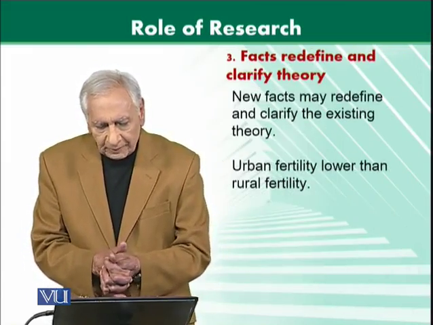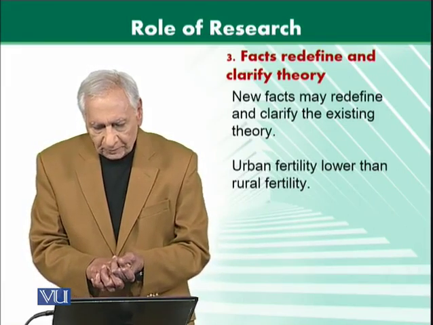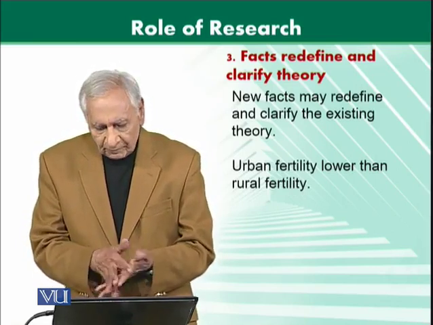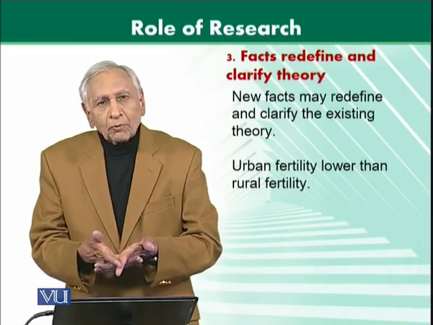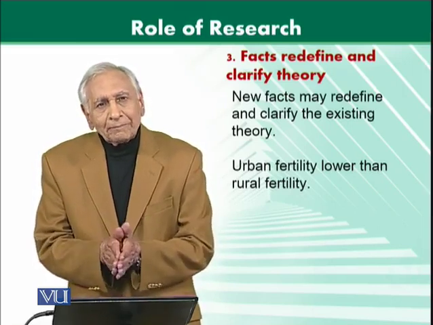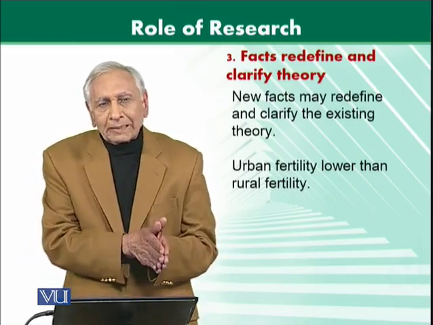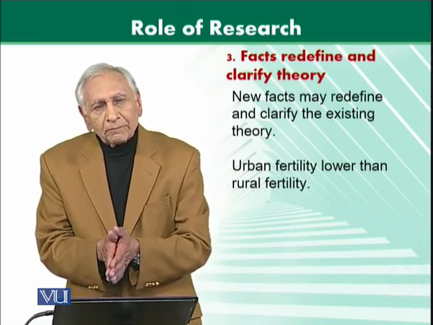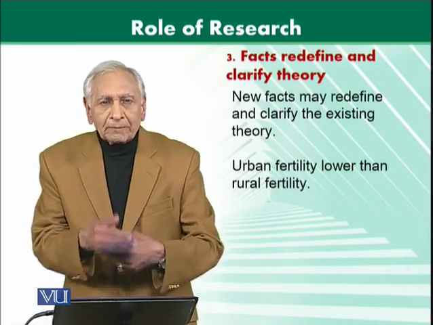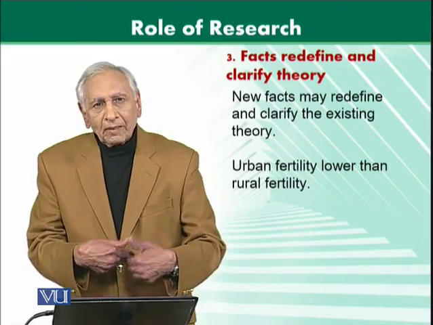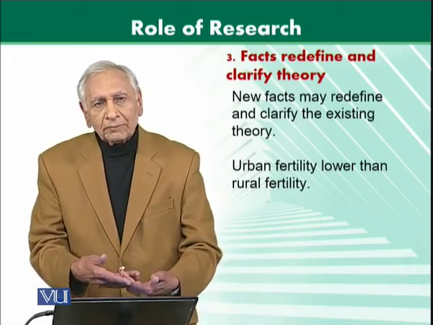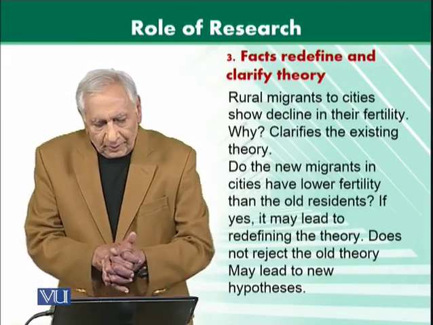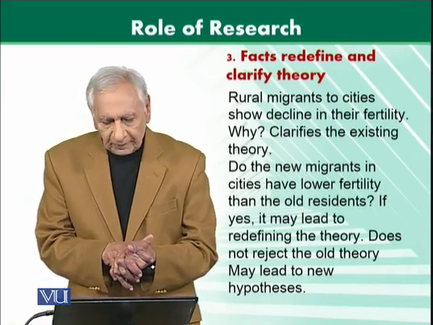Now, thirdly, facts redefine and clarify the theory. New facts might redefine and clarify the existing theory. Just like urban fertility is lower than rural fertility, does it mean that when rural people migrate to the urban areas, their fertility also goes down? And if it goes down, is it with the same speed or in the same way as those who have already been living in the urban areas, or is it in a different way?